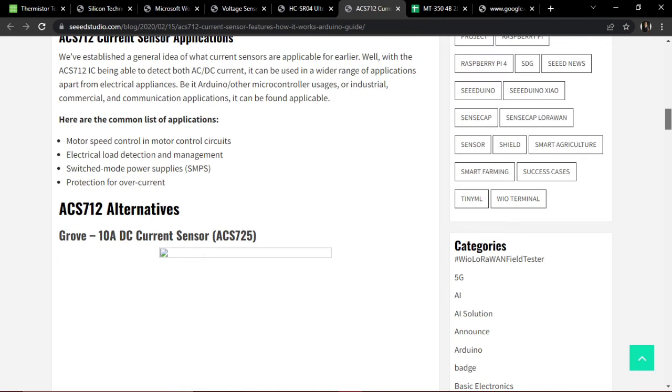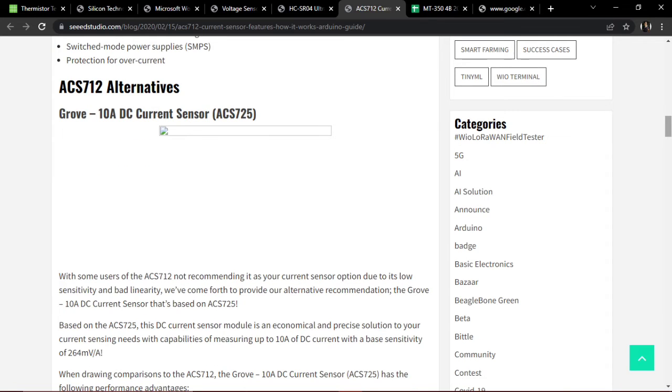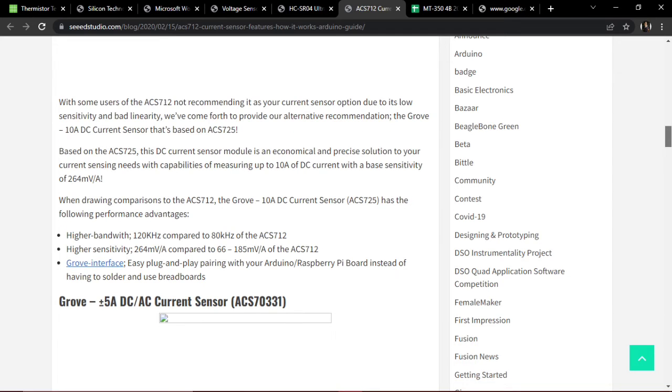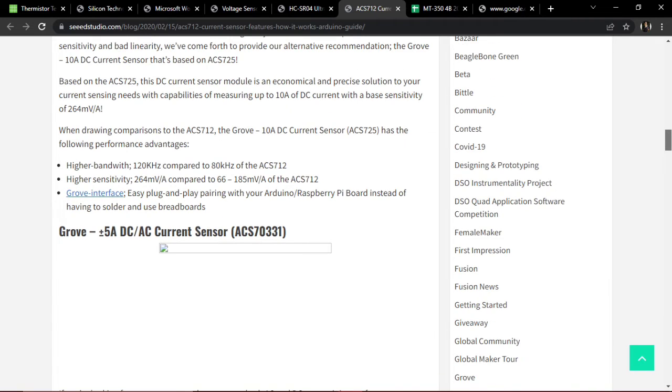What are the alternatives? The Grove 10 ampere DC current sensor, based on the ACS725, is an alternative. Some users do not recommend the ACS712 as a current sensor option due to its low sensitivity and bad linearity. We have come forth to provide an alternative recommendation, the Grove 10 ampere DC current sensor based on ACS725. When drawing comparison to the ACS712, the Grove 10 ampere DC current sensor has the following performance advantages: higher bandwidth, higher sensitivity, and Grove interface is easy plug and play pairing with your Arduino and so on.